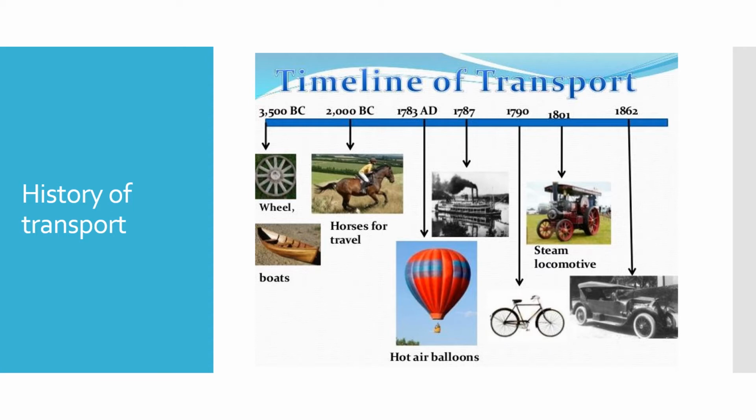In earlier times, men used to travel on foot, and he used to carry his goods or his luggage on his back. Slowly and gradually, he started domesticating animals like the elephant, horse, and donkey, and those animals used to carry men as well as their loads from one place to another.